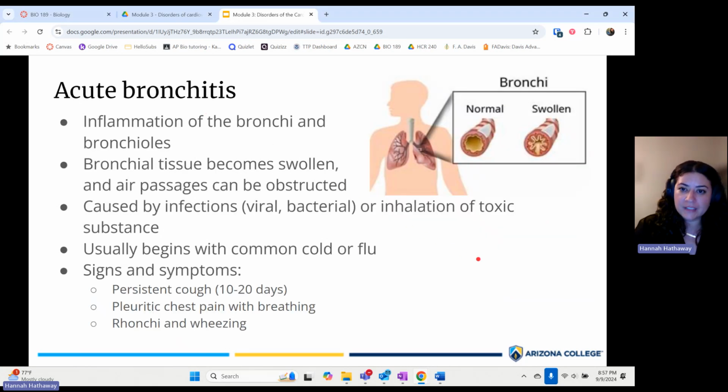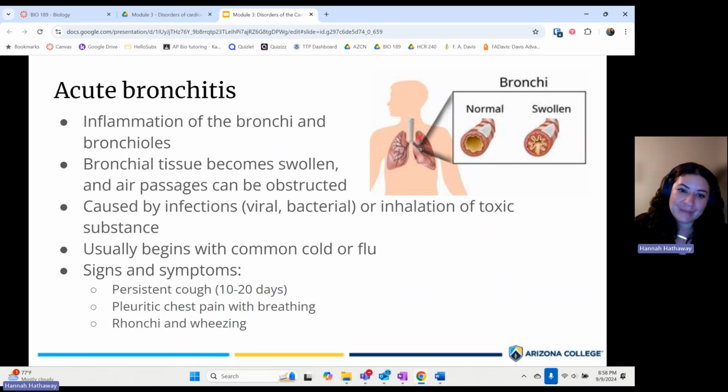Acute bronchitis, so once again, sudden onset, itis, inflammation, so this is inflammation of the bronchi and bronchioles, so inflammation essentially of the lungs. If the bronchial tissue becomes really swollen, then you can actually have obstruction of the air passages, which is obviously going to make breathing difficult. Bronchitis, I feel like I'm telling you things that you already know. Who hasn't had bronchitis, right?